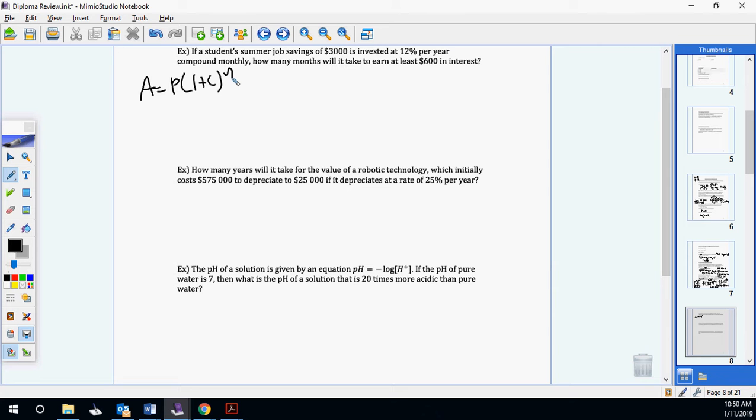So how many months will it take to earn at least $600? It's important on this one that your principal is 3,000. You take the 1 plus, and you go i over 12 because that's what it's compounding by. And they want to know when you're going to earn $600 in interest. So it's not 600 here, it's 3,600, because it's past what you started with, right? If you put 600, you're going to get a negative rate because your money's decreasing. Okay.